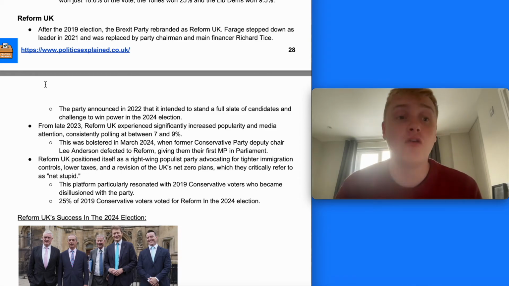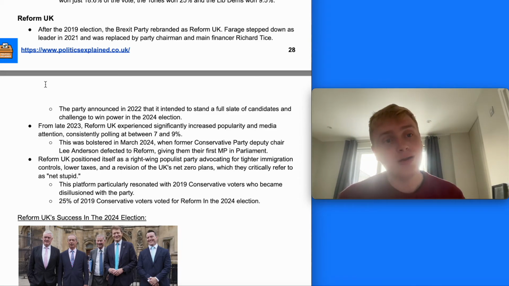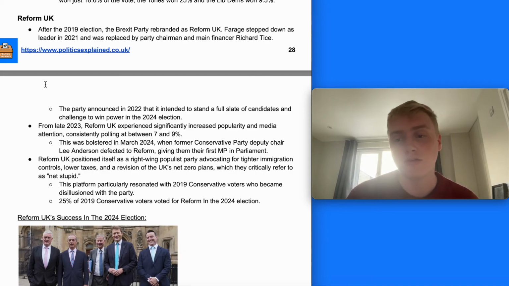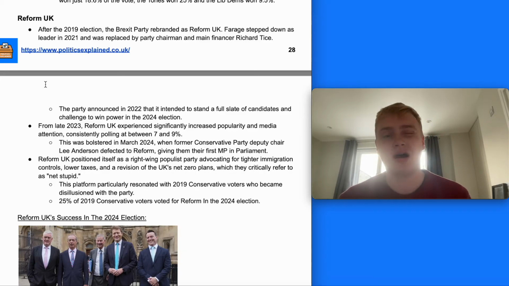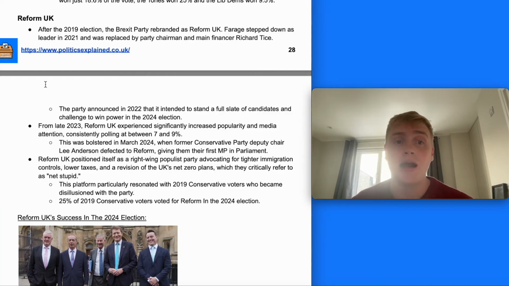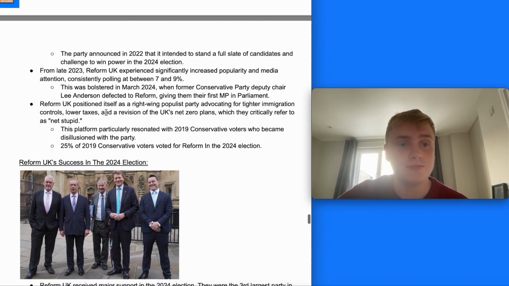Moving on now to Reform UK. So after the 2019 election, the Brexit Party rebranded as Reform UK. The Brexit Party had previously been UKIP effectively. UKIP did remain, but what I mean is that it was Nigel Farage as the leader and a similar section of the electorate who supported it. Farage stepped down as leader in 2021 and was replaced by party chairman and main financier Richard Tice, who's second from the right in the picture below.